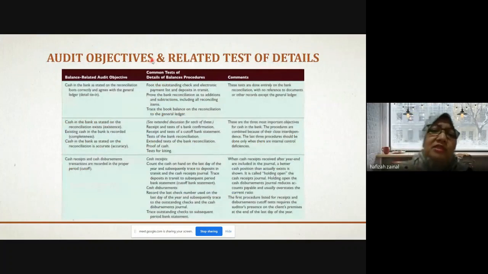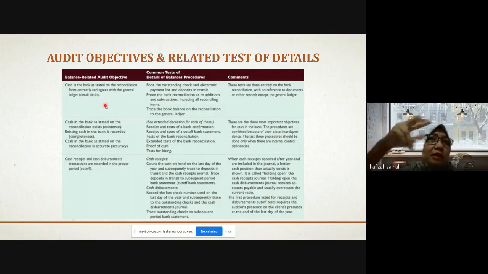All right, so here is an example of the audit objective, and here are the procedures that you will do. What do we do? Let's say we want to check that the reconciliation between the bank and the ledger, the amounts, tally. So what do we do? We foot. Footing is casting, we count. Forecasting is actually the same thing, the common word that we always use in the audit procedure.